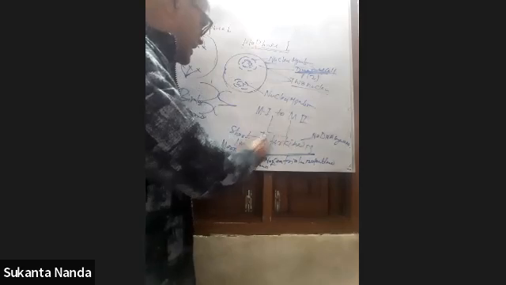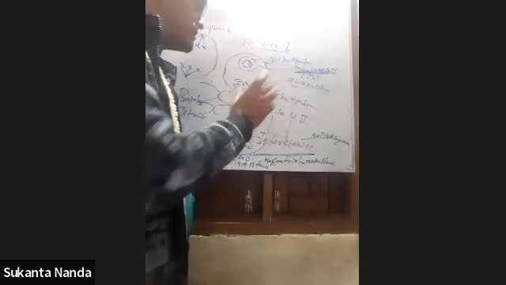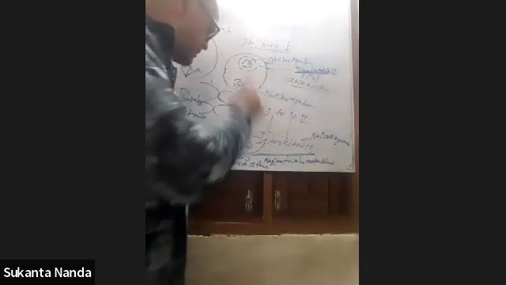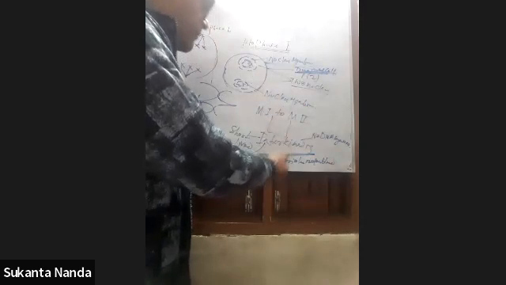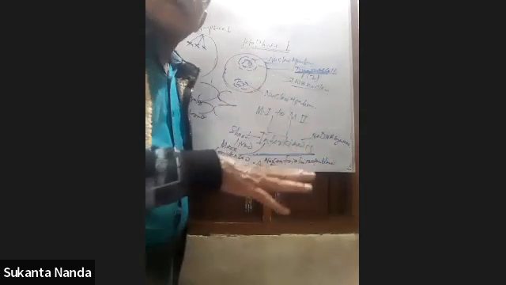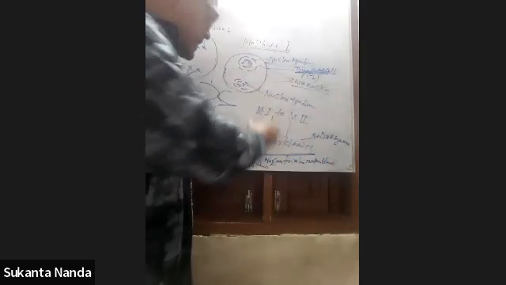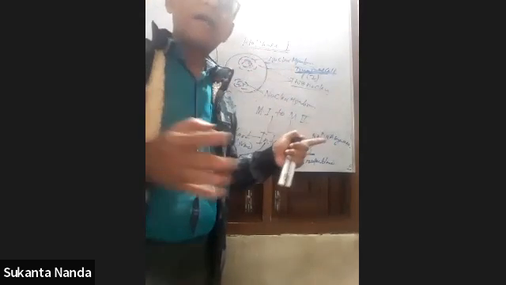Interkinesis is found in between the two divisions, meiosis 1 and meiosis 2. First point. Second point, it is short-lived. Third point, the number of centrioles doubles. Fourth point, more condensed DNA is found. These are the features of interkinesis between meiosis 1 and meiosis 2 that you have to remember.